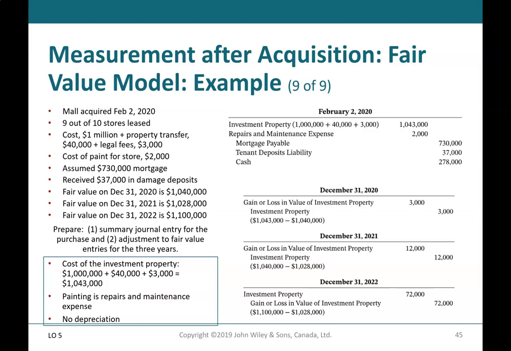And that journal entry on February 2nd, 2020 to record the purchase is debit investment property for $1,043,000, debit repairs and maintenance expense for $2,000, credit mortgage payable for $730,000, credit tenant deposits liability for $37,000, and credit cash for $278,000.